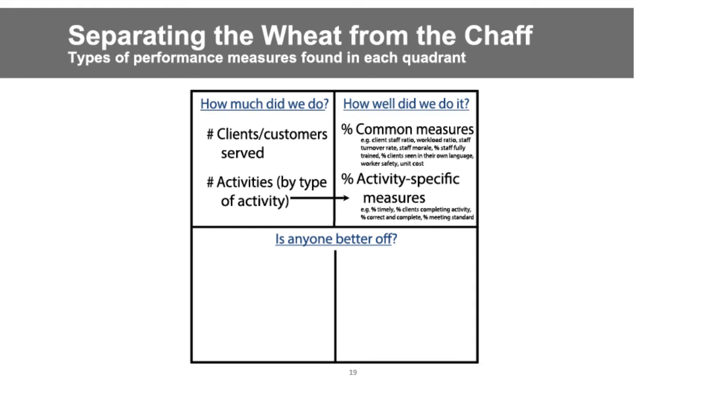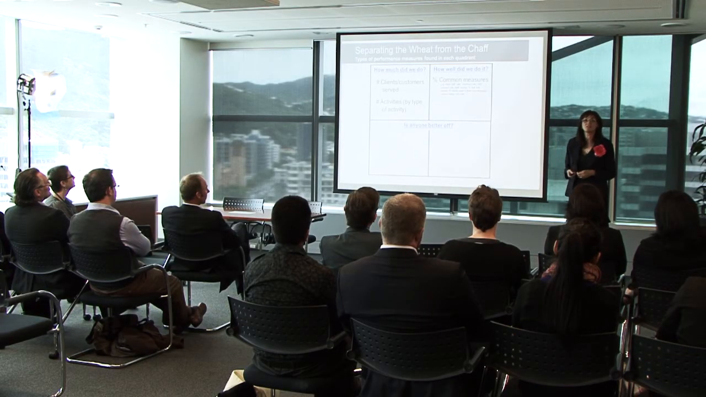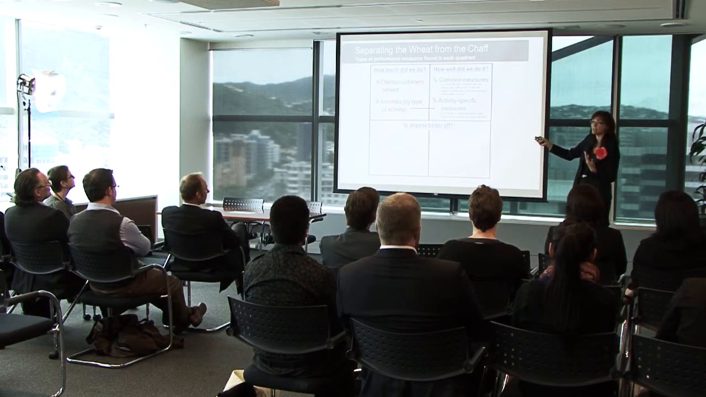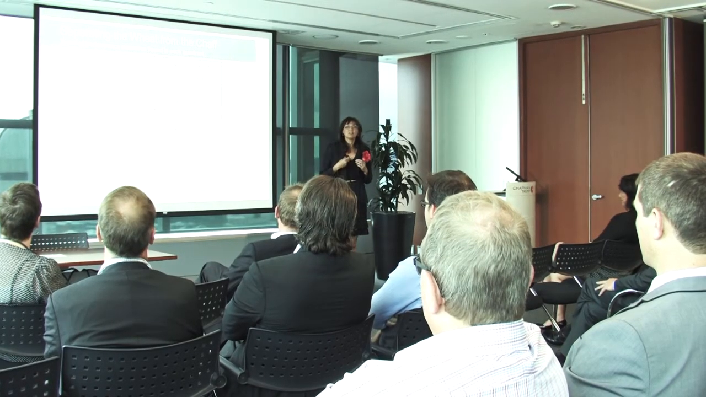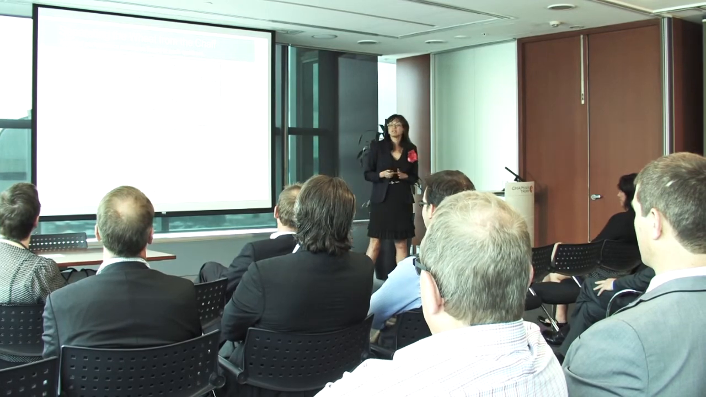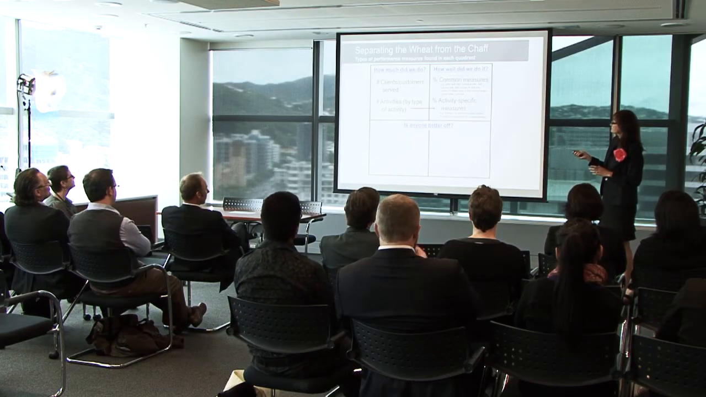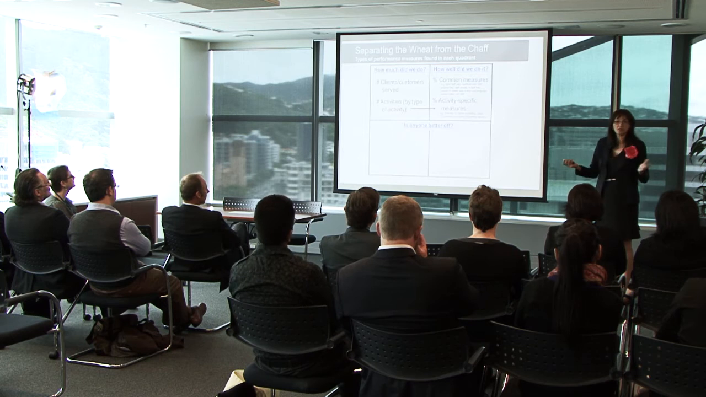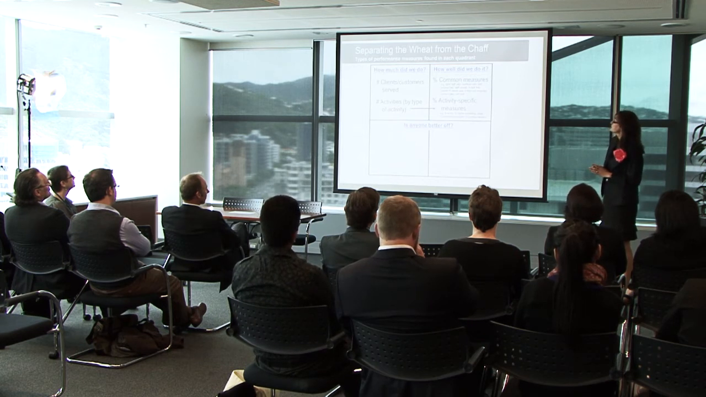Now, there are 2 types of how well did we do it performance measures, which we encourage you to have a look at when you're designing yours for your service program or initiative. Firstly, there are common measures here. So examples are client-staff ratio, workload ratio, staff morale, staff fully trained, etc. Those are examples of common performance measures. How well did we do it? You're very welcome to use any of those if you think they're relevant to you.